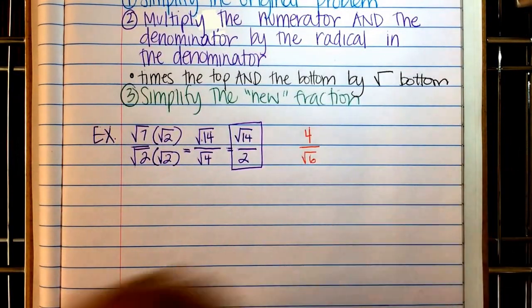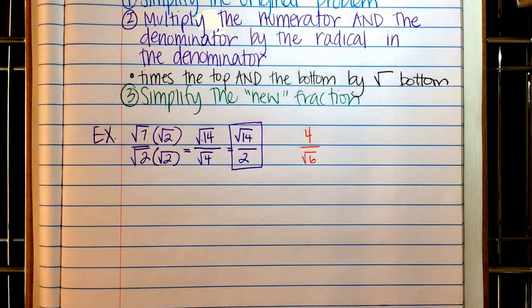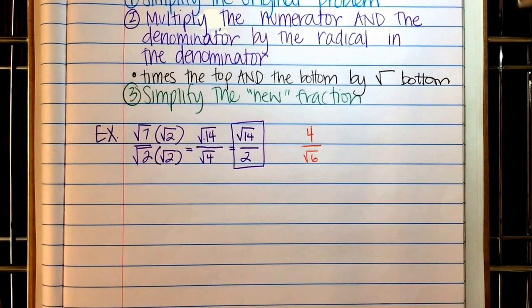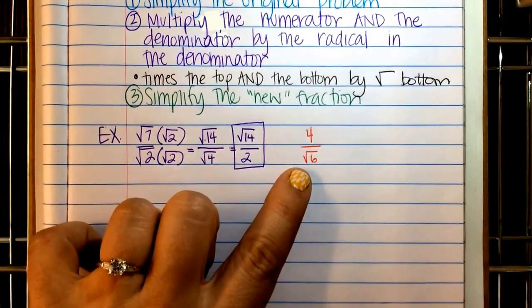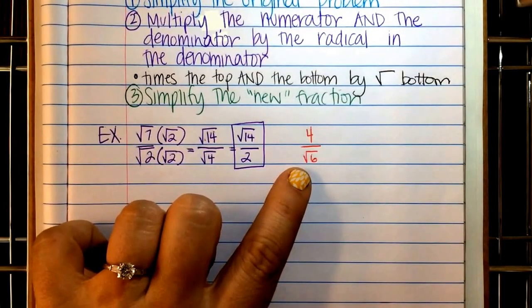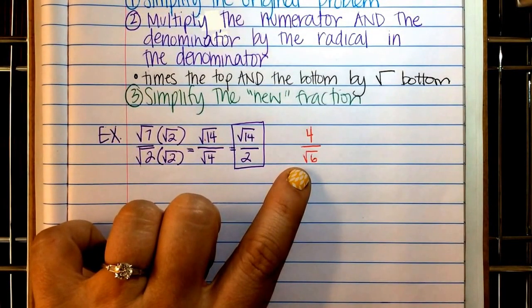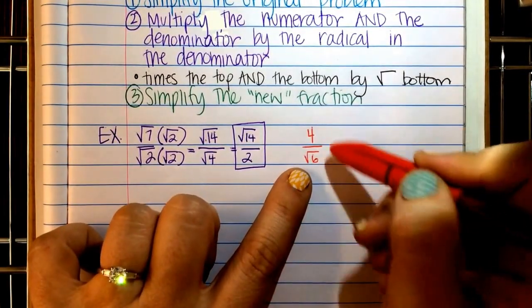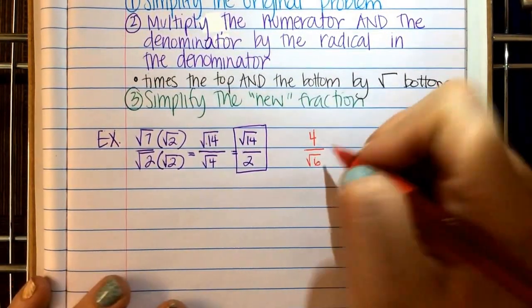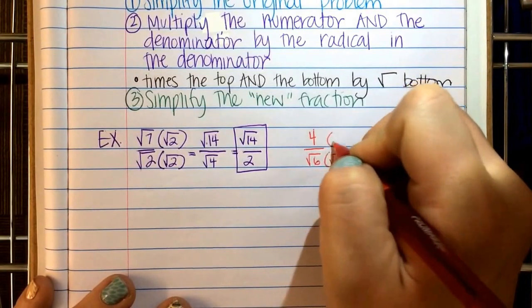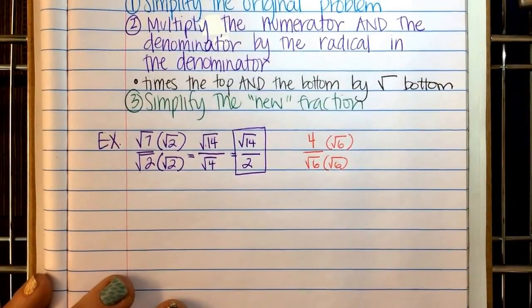What do I do? I have a radical in the denominator. This is a wrong problem. I'm dividing. What is 4 divided by radical 6? Well, simplify the original problem. Does 4/6 simplify? 4/6 simplifies, but is this 4/6? No, it's not. It's 4 over radical 6. So they can't be simplified. So I'm going to multiply the numerator and the denominator by radical 6.